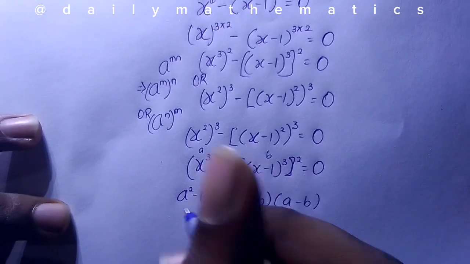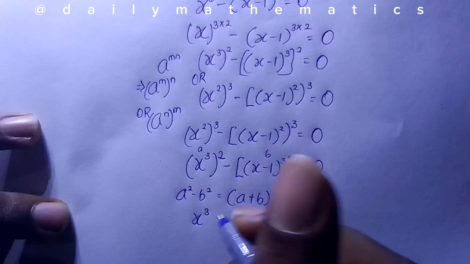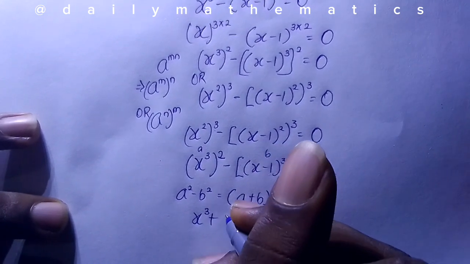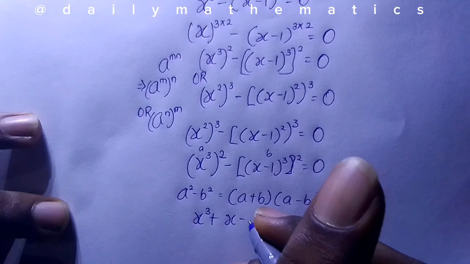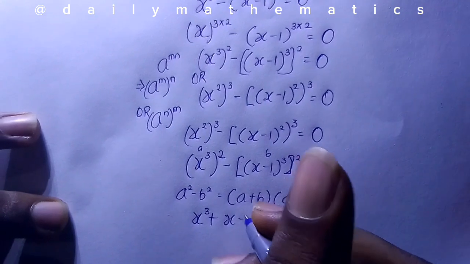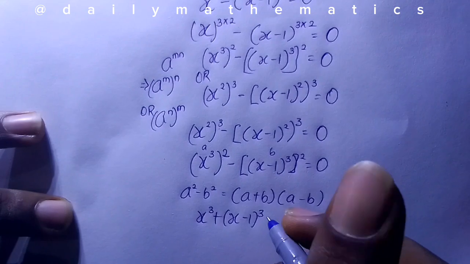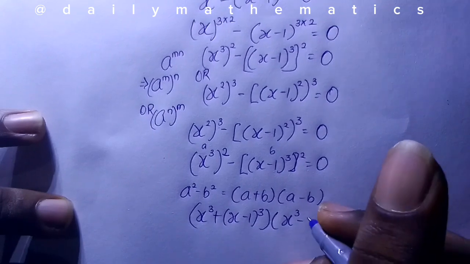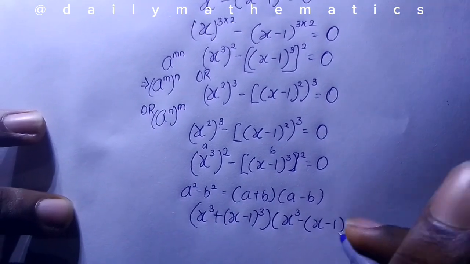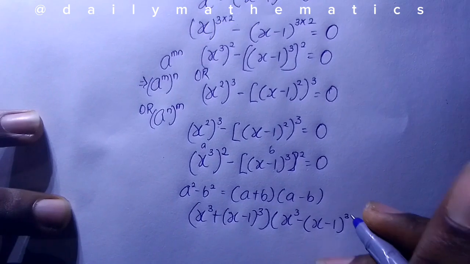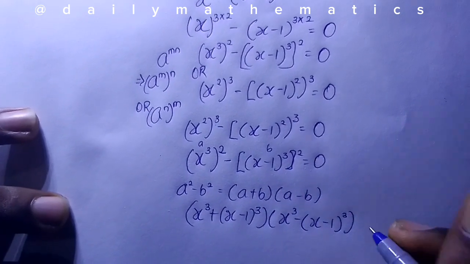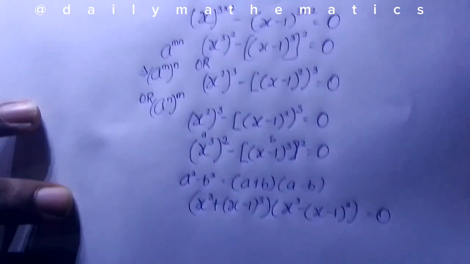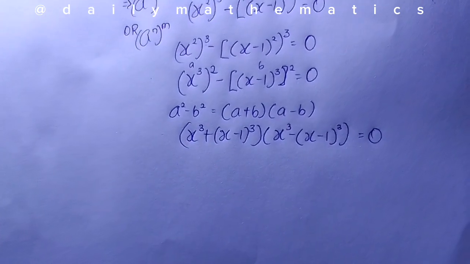So it gives us (x raised to the power of 3 plus (x minus 1) raised to the power of 3) times (x raised to the power of 3 minus (x minus 1) raised to the power of 3) equals 0. You must not forget that, equals 0. So what's the next thing to do?